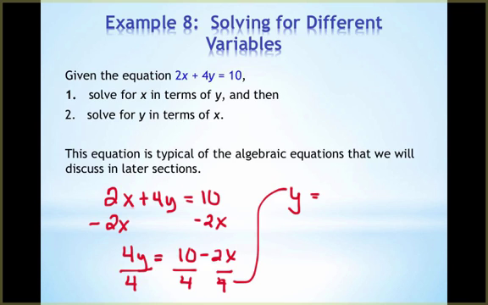I can either use my calculator and get that in decimal, but as you'll see later, a lot of times we want to leave these in fractions. I'm going to just go ahead and leave that as 5 over 2 because 10 and 4 are both divisible by 2, minus, and then 2 over 4 would simplify to 1/2 x. And that would be my answer.